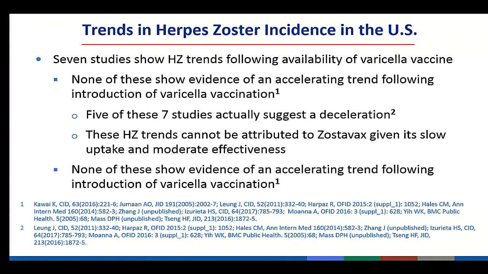This slide summarizes the information we have regarding the impact of varicella vaccination on zoster rates in the United States. There have been 7 U.S. studies showing zoster trends that include an adequate number of years of data following introduction of varicella vaccination to be informative. None of these 7 studies show evidence of an accelerating trend following introduction of varicella vaccination. In fact, 5 of the 7 studies actually suggest a deceleration, at least in certain age groups. Let's take a look at some of the most informative of these examples in the next few slides.